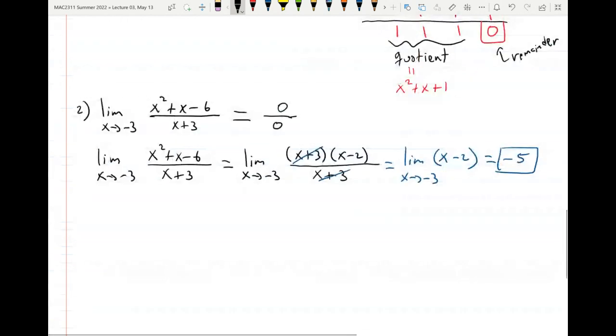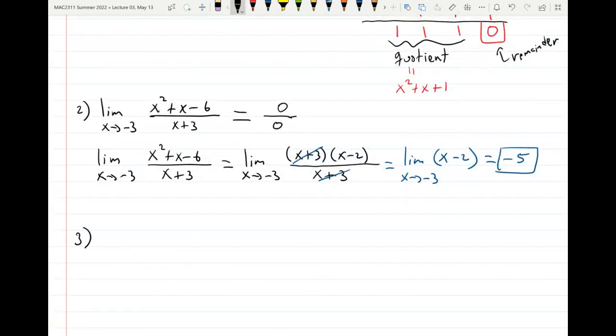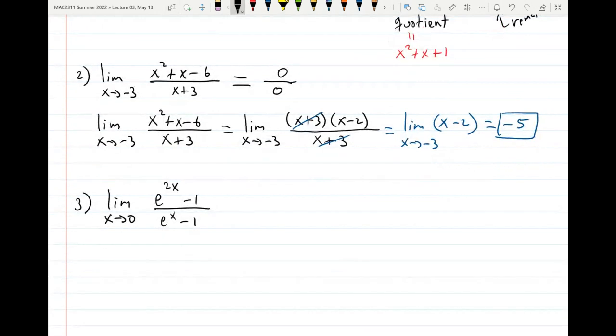All right. So let's do something slightly more interesting. That is not a rational function, but still the same idea. Limit as x approaches 0 of e to the 2x minus 1 over e to the x minus 1. Again, by inspection, you see that when you plug in, we get 0 in the bottom, right? Because e to the 0 is equal to 1. So 1 minus 1 is 0. And in the top, again, we're going to get 0. So this is a 0 over 0 situation. So we need to do something about it.